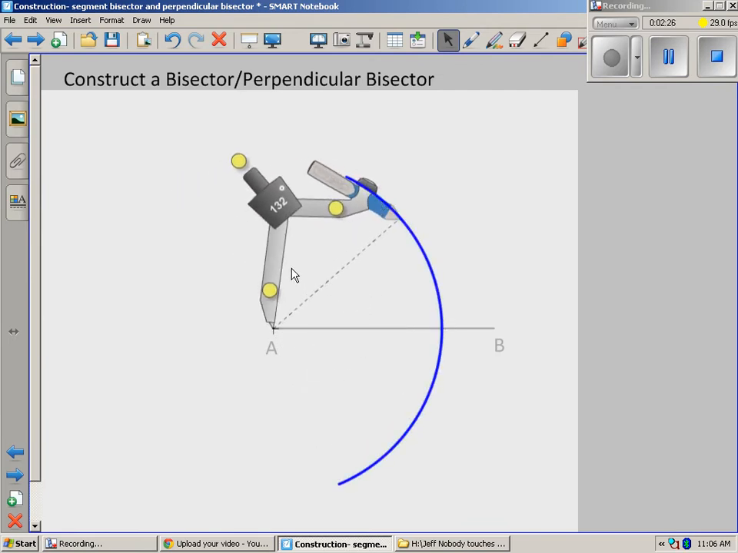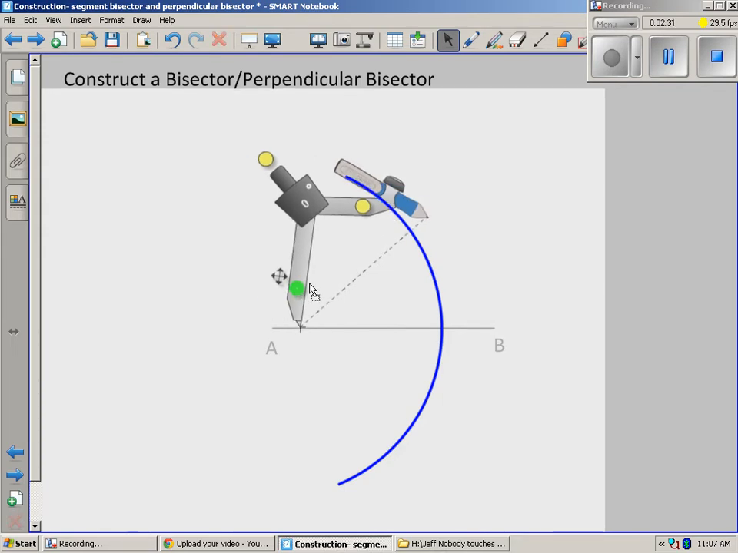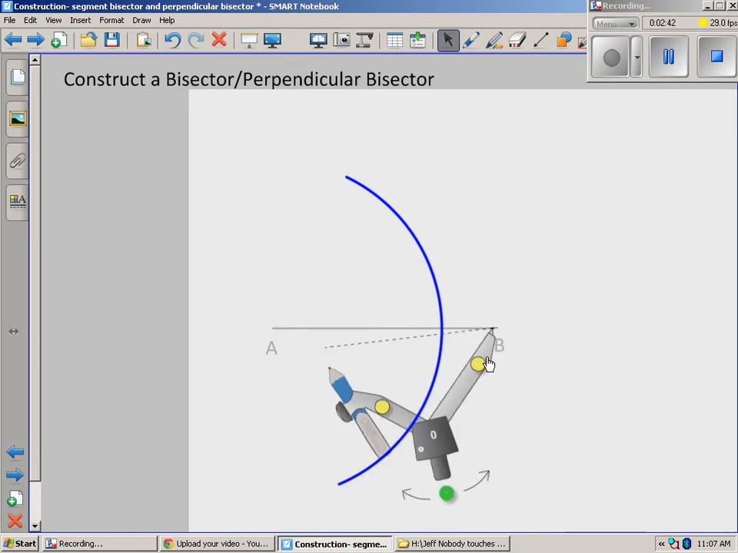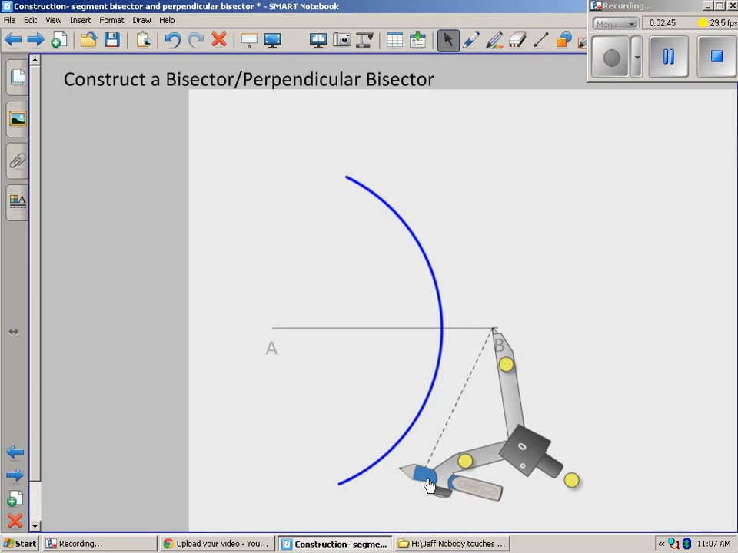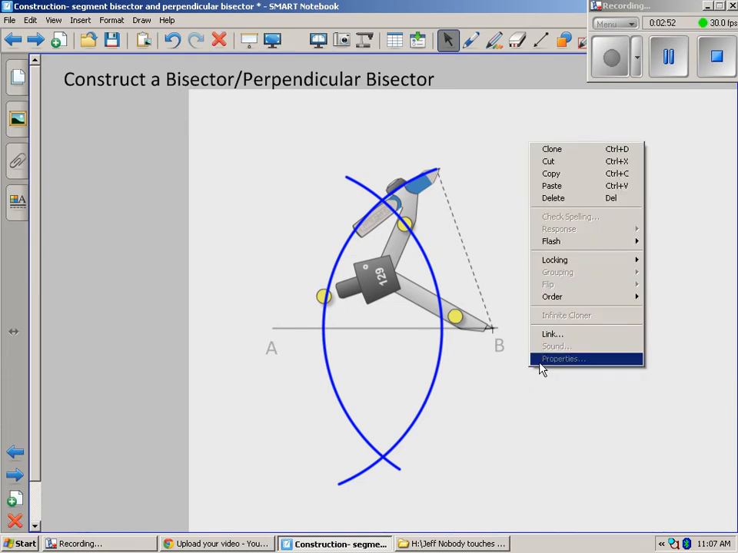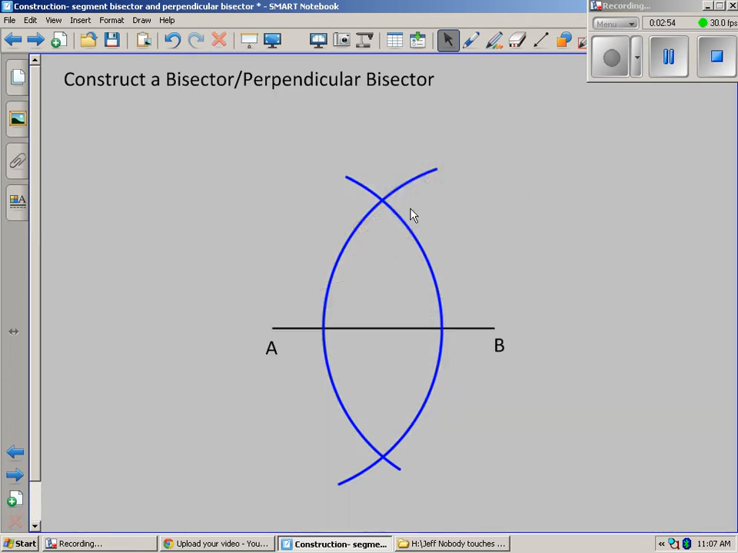I'm just keeping track of this because last time I lost my compass. So I'm going to now move my compass point to point B, the endpoint of B, and if I put it on point B and swing the exact same arc over here somewhere, just make sure the second arc crosses the first arc, and I'm done with my compass now so I can remove it.